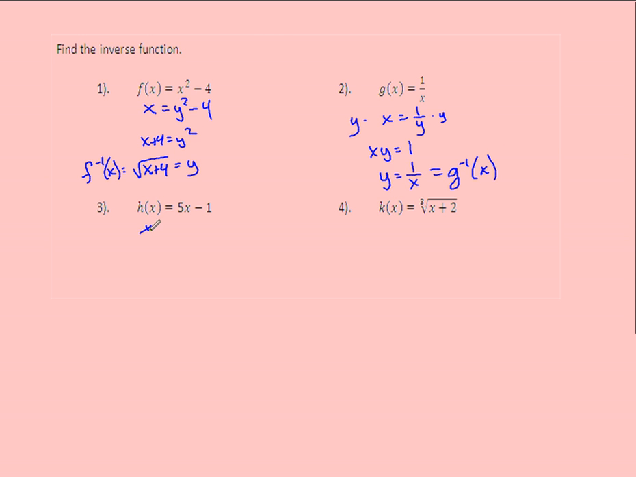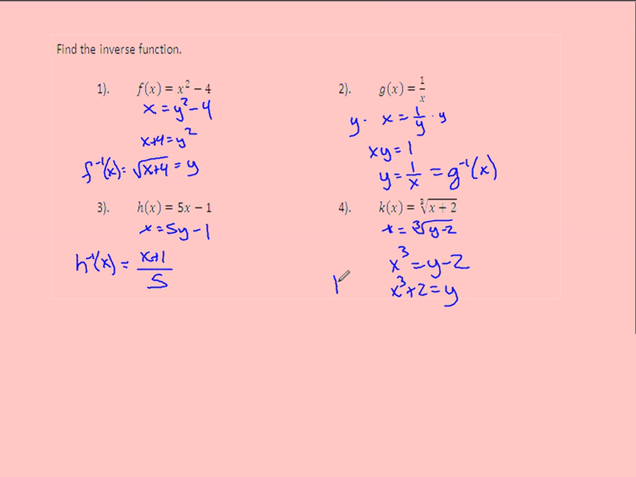This one, x equals 5y minus 1. That means I will add 1, and then I will divide by 5 to get my y. And that is what my h inverse of x equals. And my last one, I have the cubed root here. It's going to have x equals the cubed root of y minus 2. Cube both sides. That cancels each other out, and then I need to add 2. x cubed plus 2 is equal to y, so that is my k inverse of x.